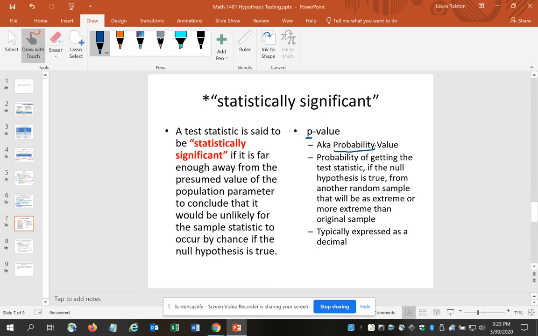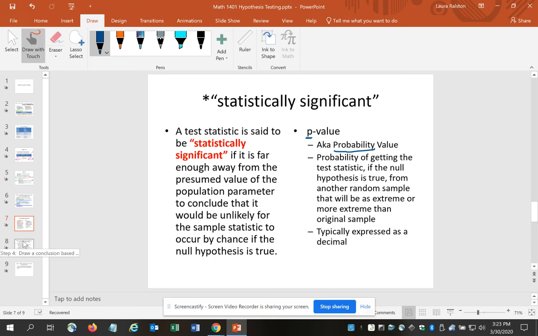And again, typically your p-value is going to be expressed as a decimal. It actually relates to the normal distribution and the area under the curve in relationship to your test statistic. But again, the calculator or the statistical software is going to do those calculations for me. So I think it'll make more sense when we start putting some numbers in there.